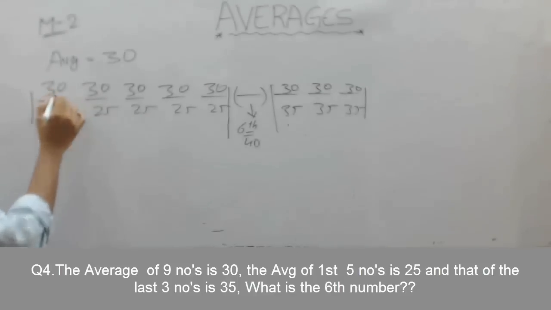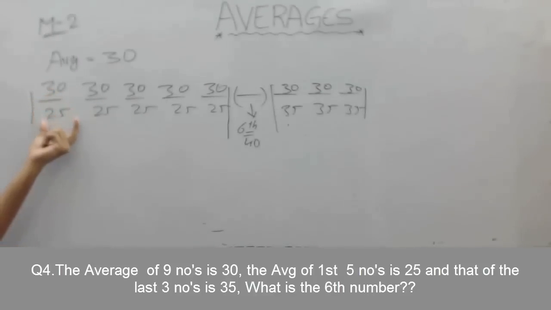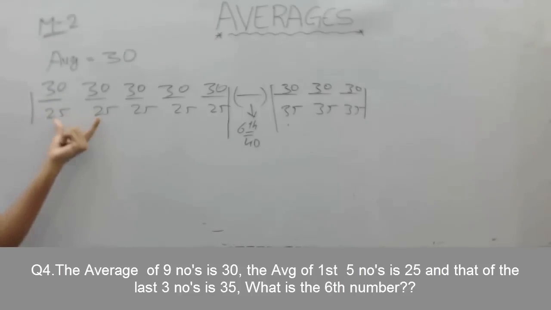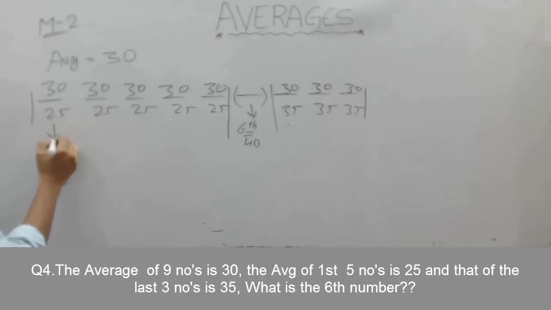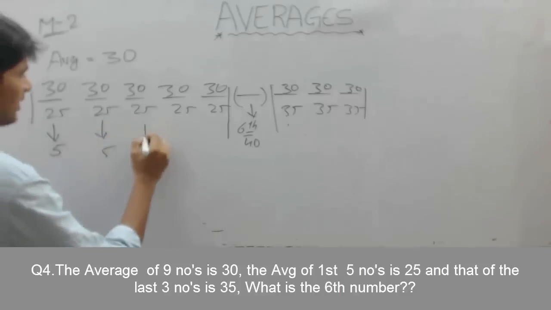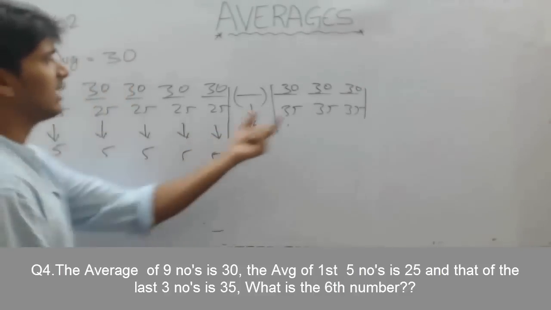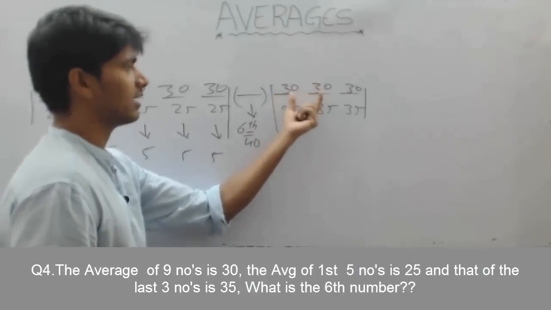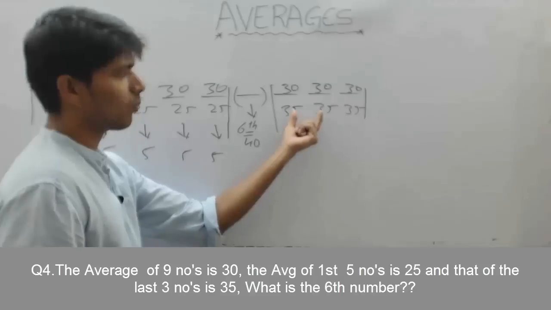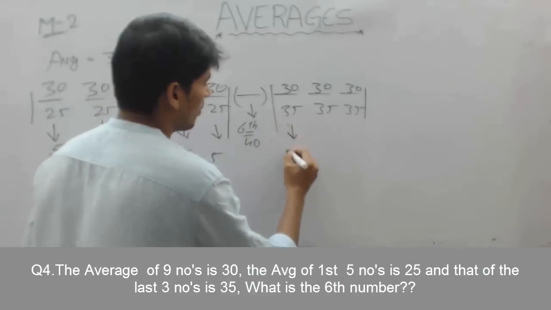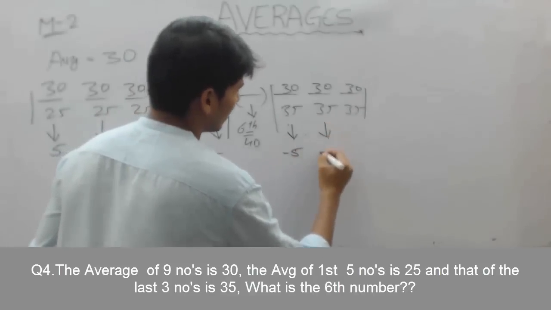Now actually the average should be 30, but instead of 30 he said the average is 25. So how much less is it? 5, here again 5, again 5, here 5. Similarly here the actual average should be 30, but instead of 30 the average is more than 30, that is 35. So how much more is it? Extra 5.